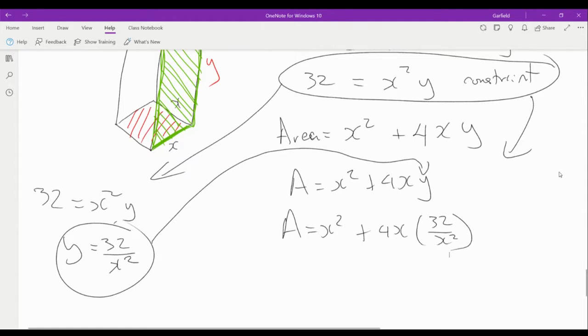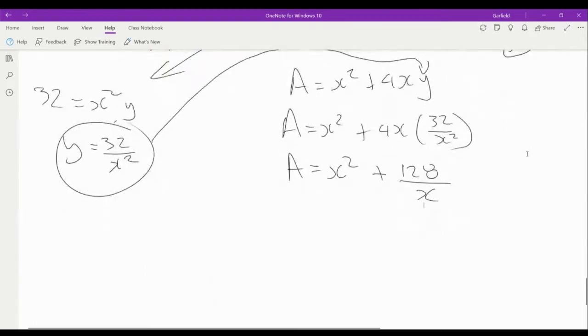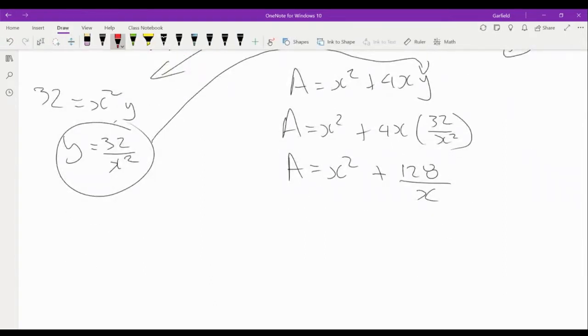So once again, the difficult part is writing the equation. Here's just algebra. We solve the constraint for one variable and plug it into the objective function. So I have A is equal to x squared plus 4 times 32, that's 128, over x, because one of the x's will cancel out. So this becomes A is equal to x squared plus 128x to the negative 1. And we want to write it as x to the negative 1 because we're going to take the derivative.